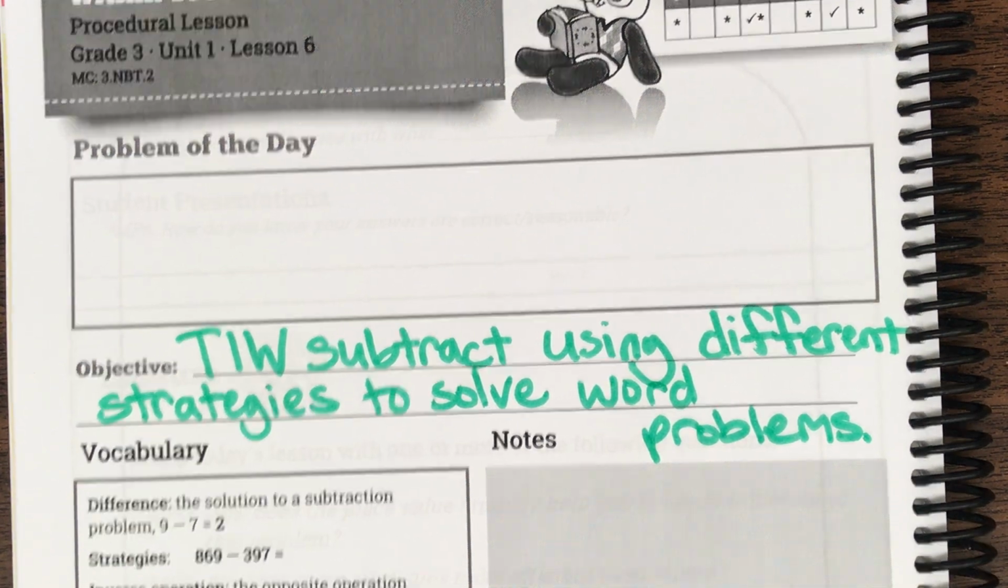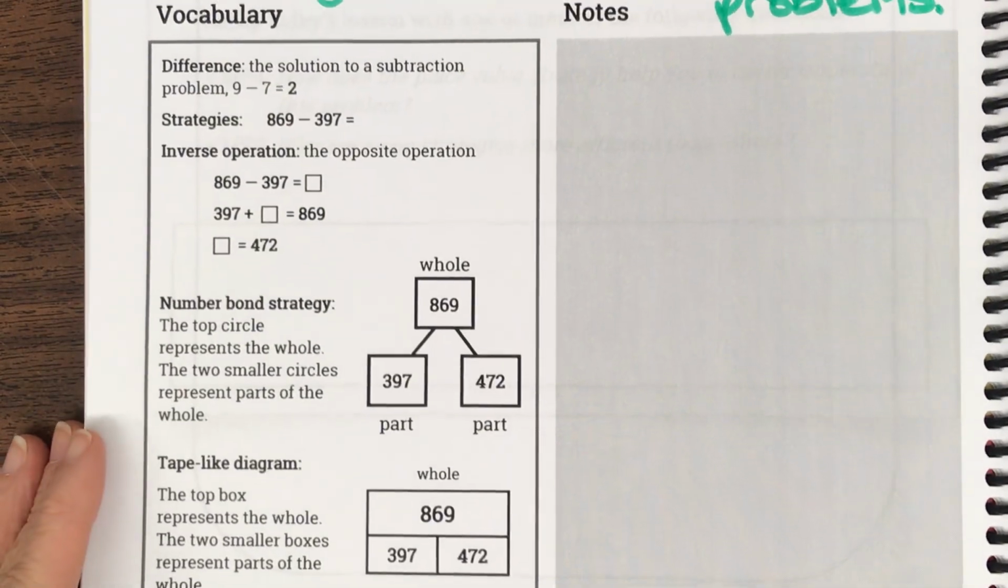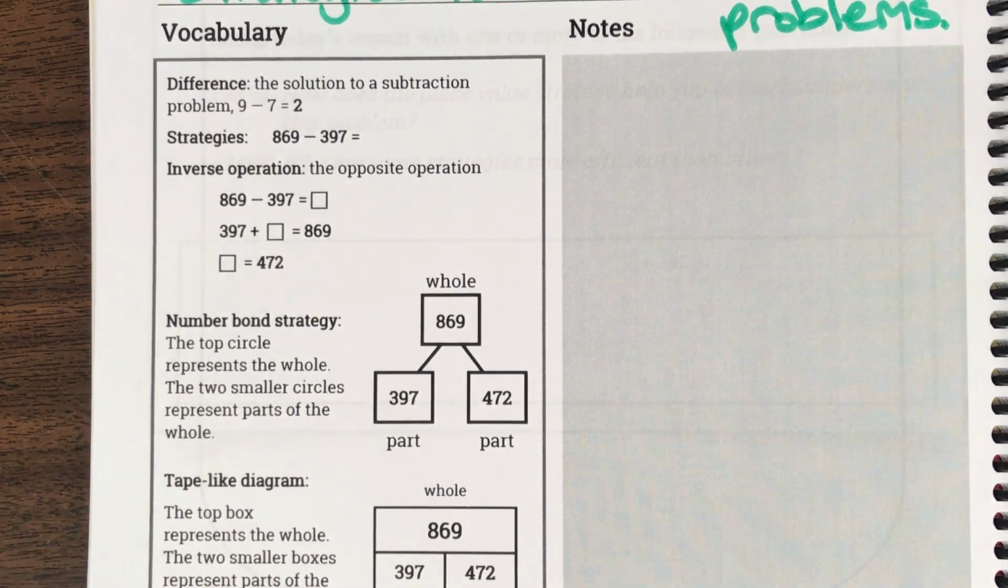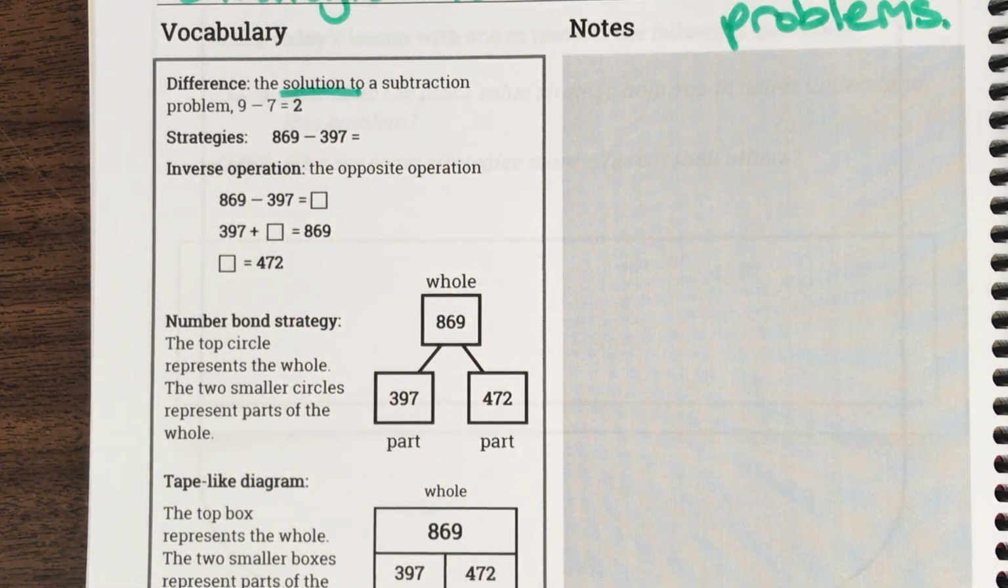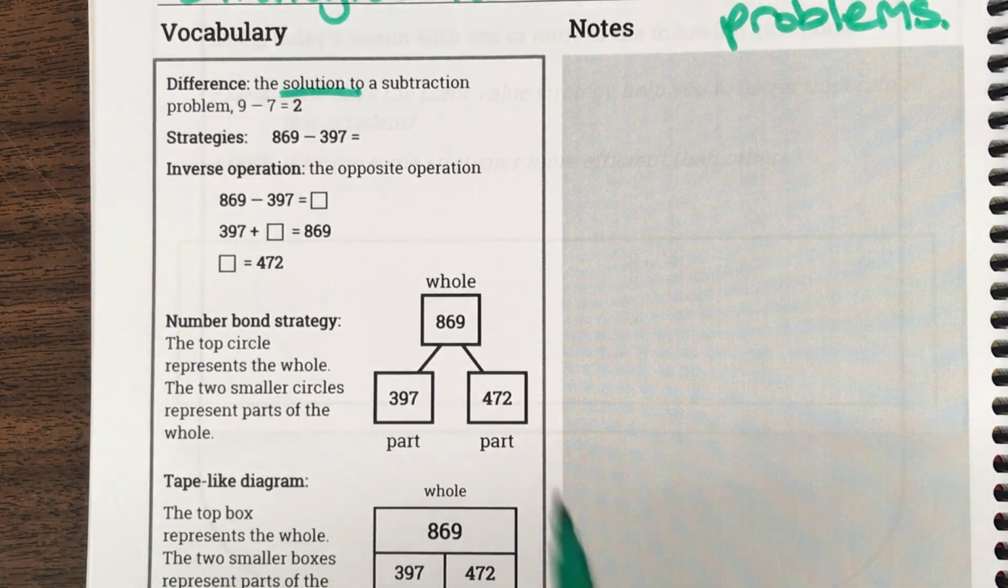Okay, let's look at our vocabulary before we get started. The first word we see is difference. Now, because we're going to be subtracting, that is a subtraction word. It says the solution to a subtraction problem. So for example, 9 minus 7, the answer is 2. So difference is your solution, which means your answer. Okay, strategies are just different ways of doing it.